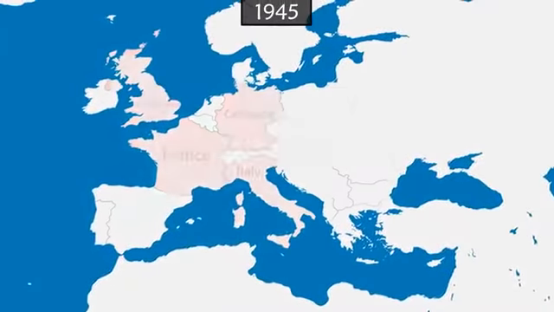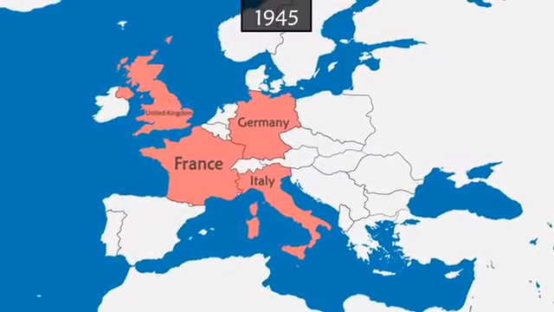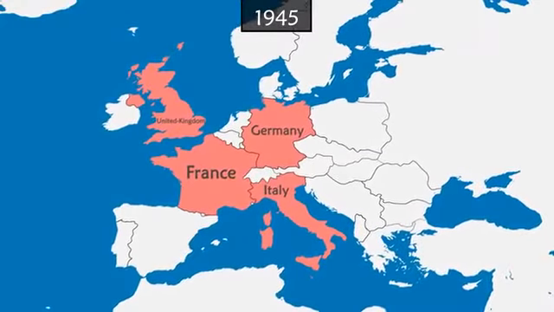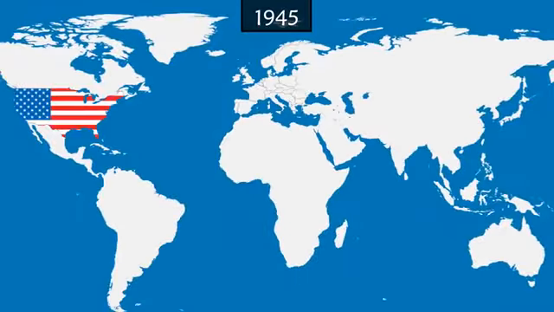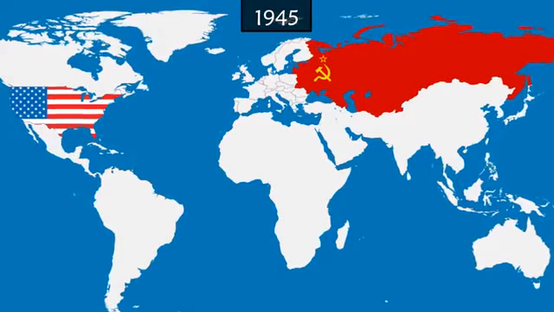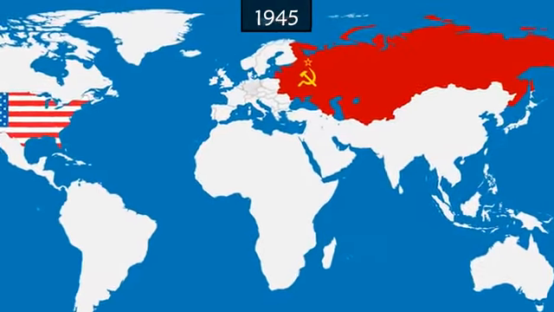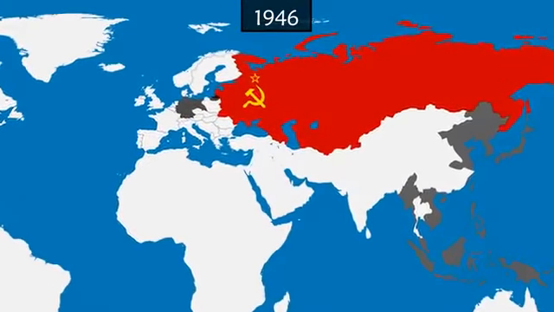At the end of World War II, major European powers are weakened after more than 60 million deaths over 6 years of fighting. Two superpowers remain in the world, the United States of America and the USSR, who fought together as allies to defeat Nazi Germany and the Empire of Japan.